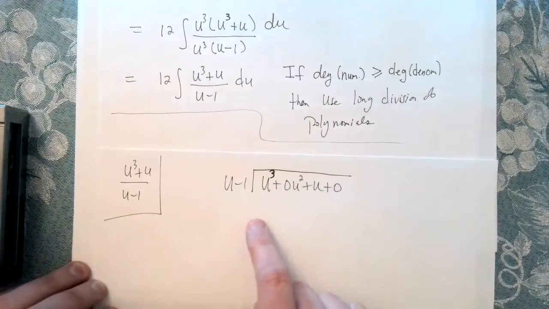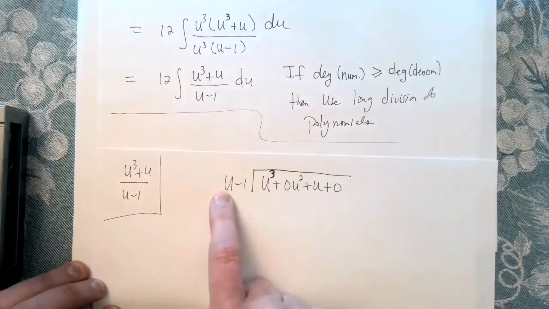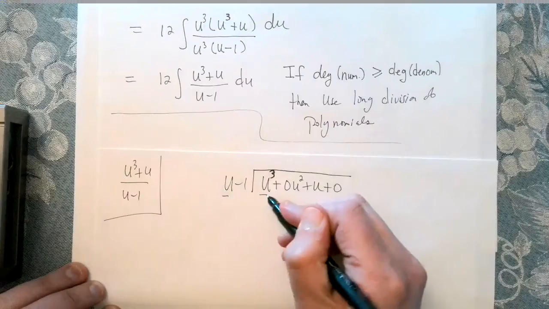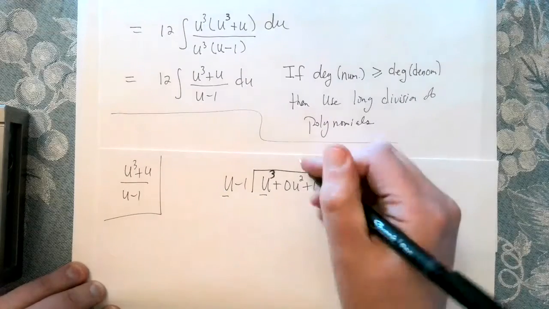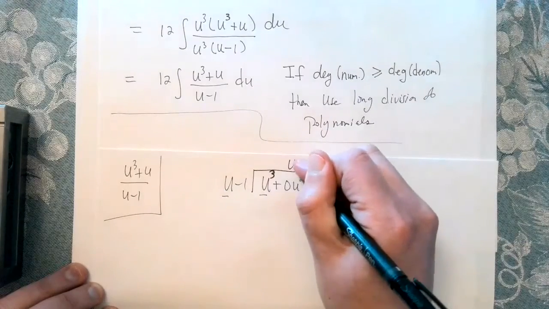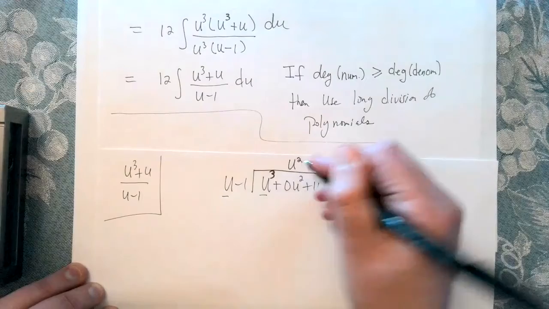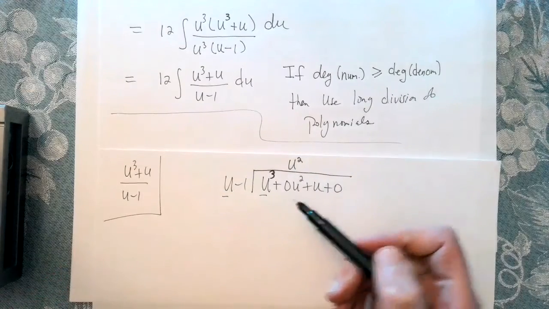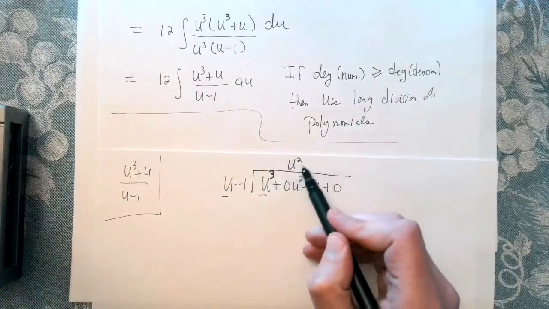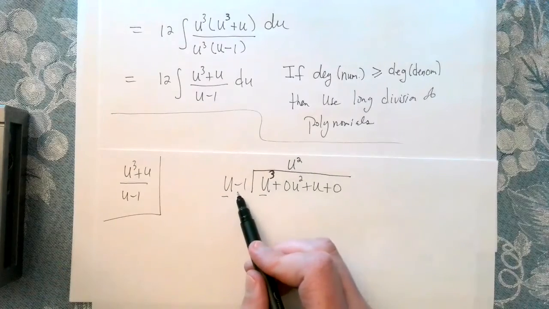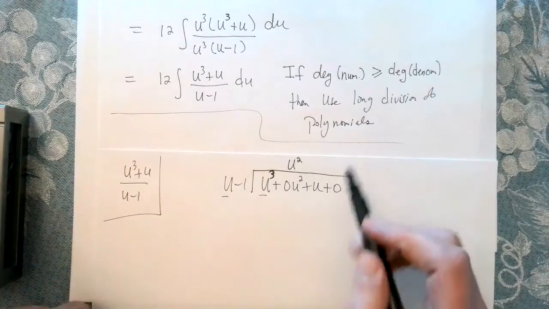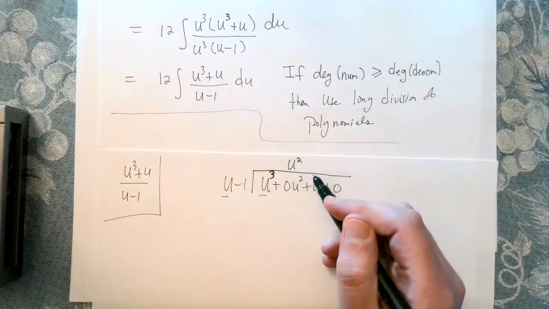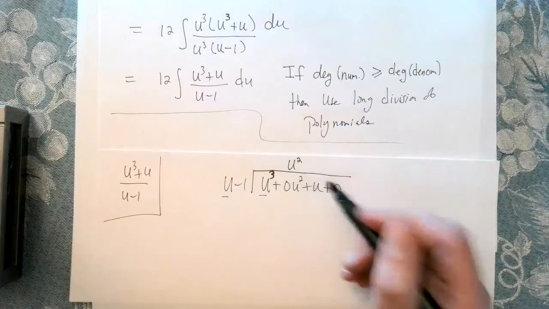Okay, so I always look at the first term here. This goes into this how many times? Well, it goes in u squared times. That u squared can go anywhere on top. And then I just distribute, and then I'll subtract. So in some sense, I'm taking u squared groups of u minus 1 from this. So it's just a more general way to think about division.